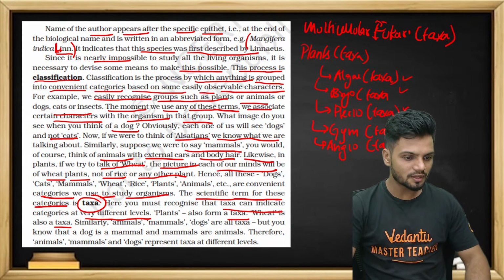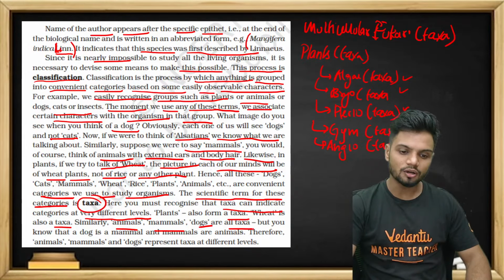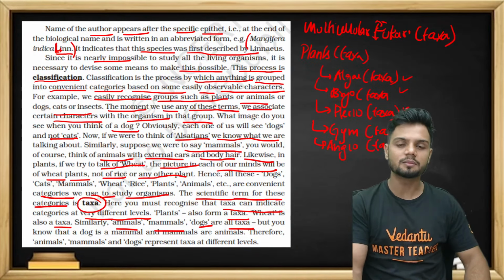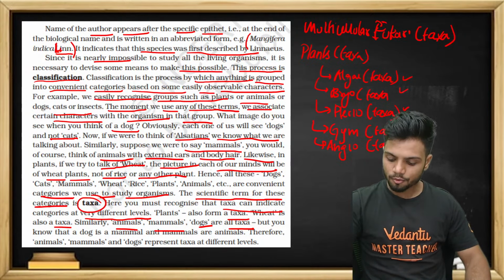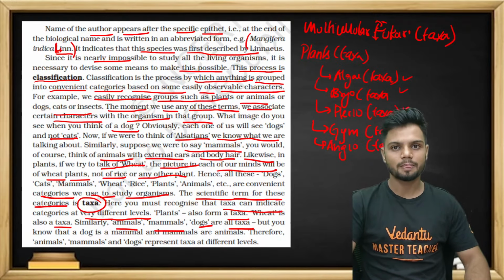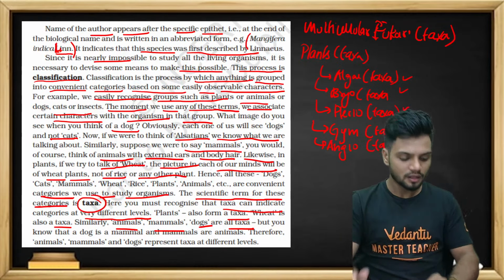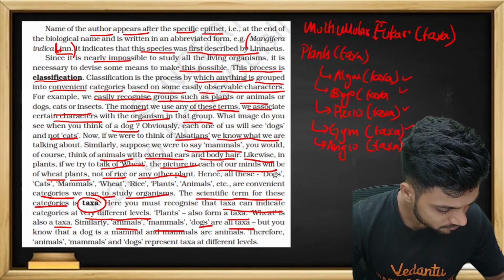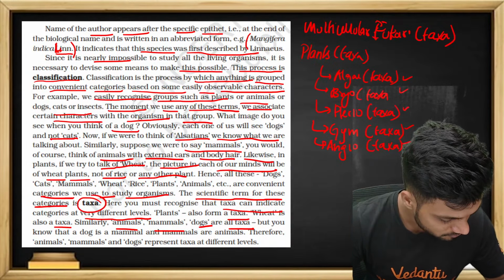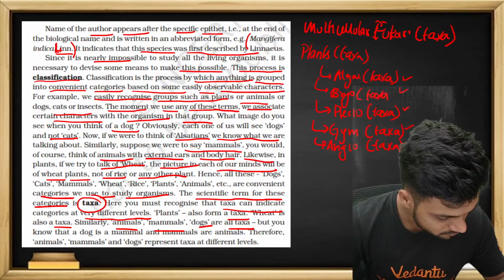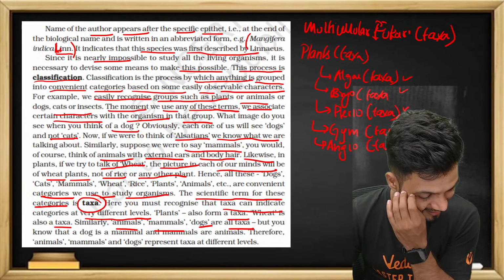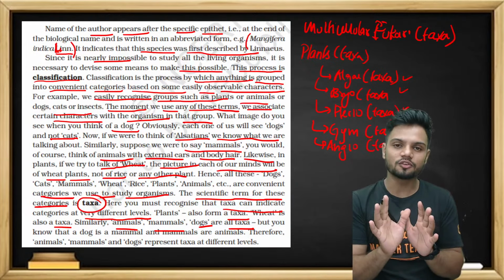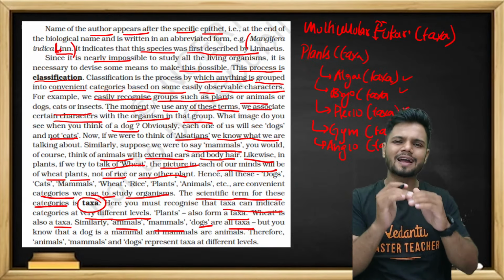Now we will learn. Similarly, animals, mammals, dogs are all taxa. Like we have vertebrates, invertebrates. Phylum is a taxa. Under phylum, mollusks, arthropods. Each one is a taxa. Taxa basically means a rank or a group or a level. That's all.